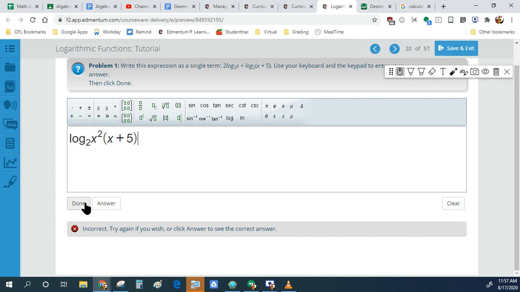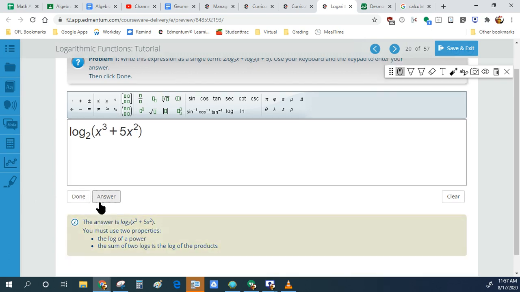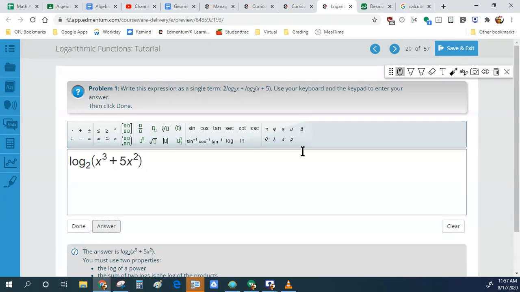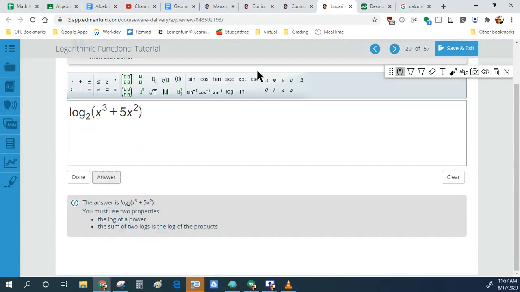Why is it still saying it's wrong? That's what I wrote. Oh, they wanted me to distribute it. So they wanted me to distribute the x squared. Okay, that makes sense. I'll give them that. I didn't distribute.